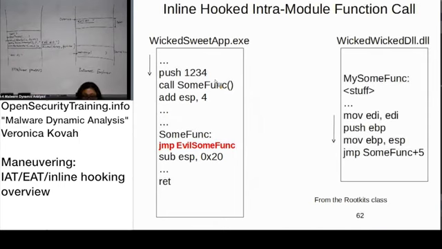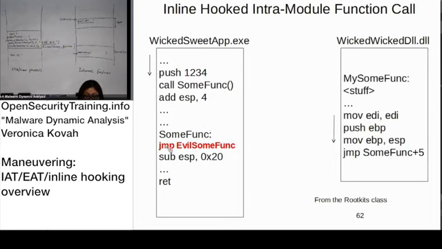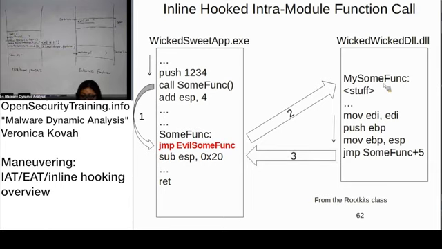How about this? If inline hooking takes place, it is calling some function, but at the beginning, do you see the difference up here? There was a move EDI, EDI, but it is changed so that immediately after the function is called, it jumps to a malicious function somewhere else. This is the inline hooking. Then it executes all the malicious functionality and comes back to the function.